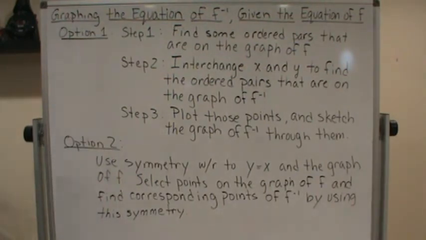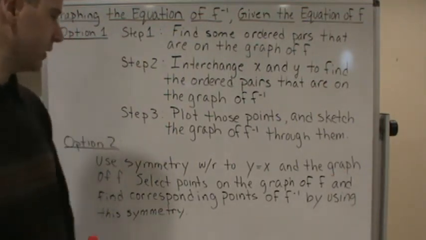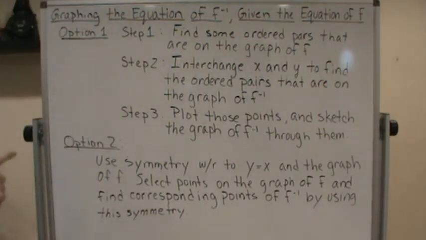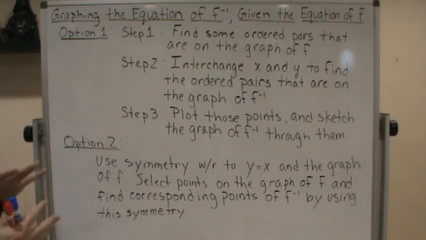The second option or method is to use the symmetry of both of those functions, because it turns out that the function and the inverse of a function are symmetric with respect to the identity function y equals x. And so what we can do is graph points of the function f, and then find the corresponding points on f inverse by using this symmetry across the y equals x line.